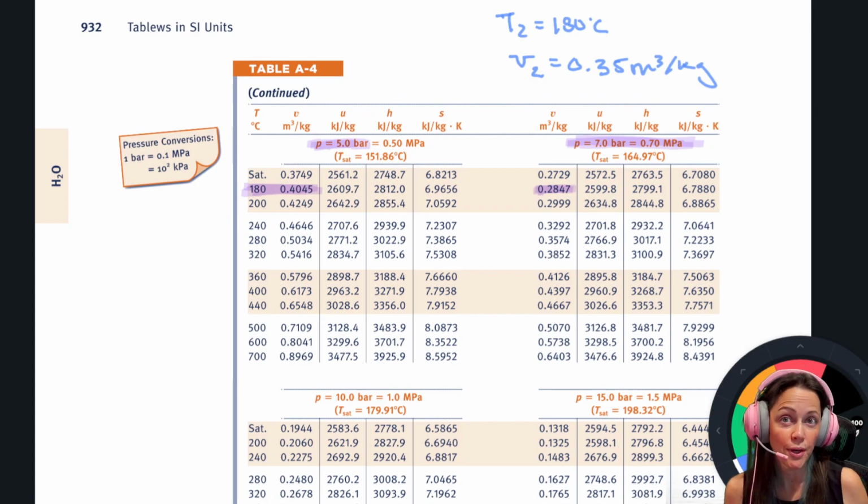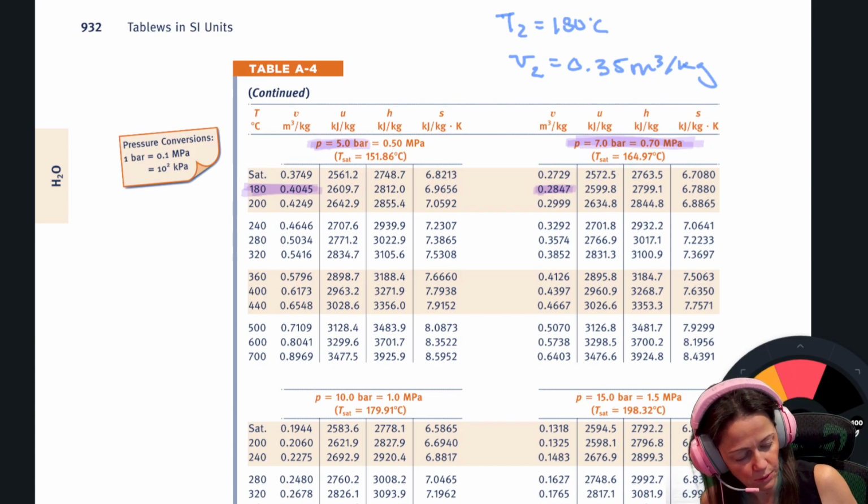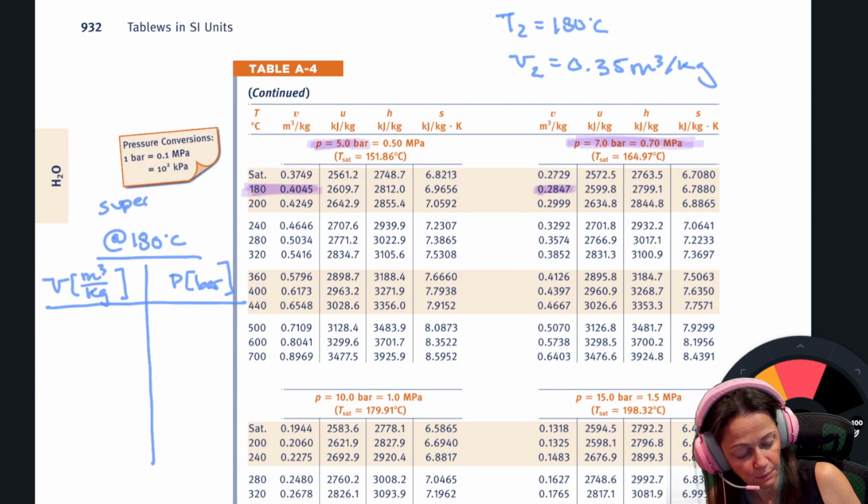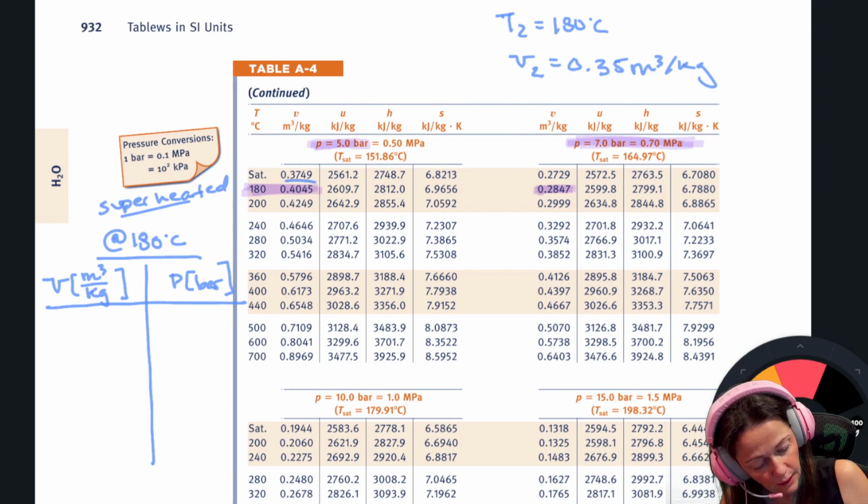So what I'm going to do is set up my own little table. If the temperature was 180, I'm going to have a little column for specific volume, and a little column for pressure, because that's what I'm supposed to find. I figured out it was superheated, right? So now I've got to find the pressure. Okay, so I'm going to use this guy right here.